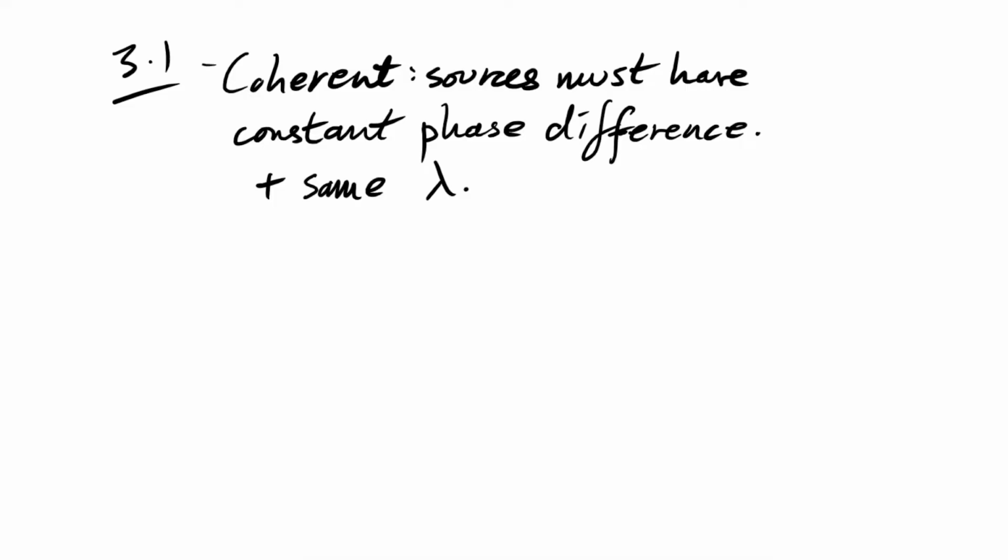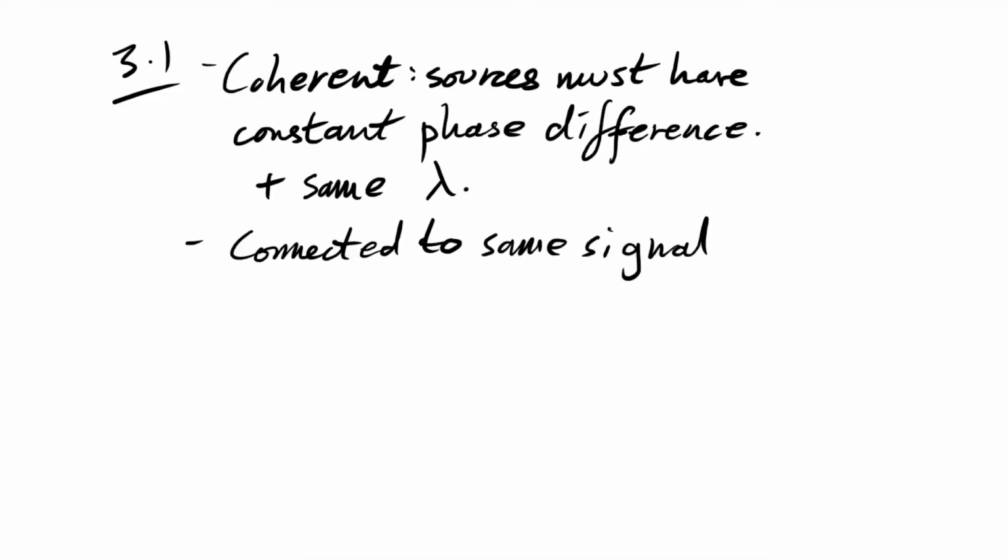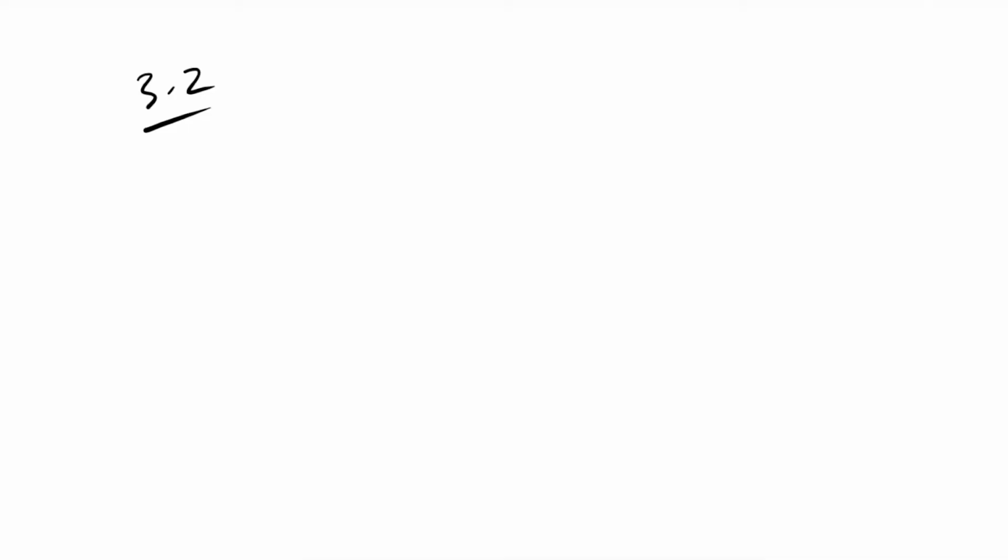How is this achieved? Well, it's achieved because they are connected to the same signal generator. I mean, that makes sense, doesn't it? Fairly easy. 3.2. Student faces the loudspeakers. That's A. A is equal distances from P and Q. He moves to point B, still facing the loudspeakers.